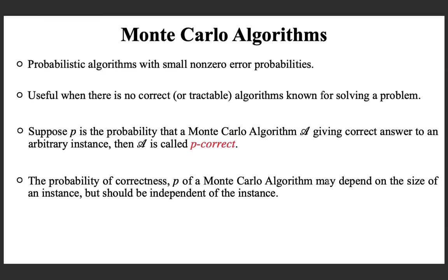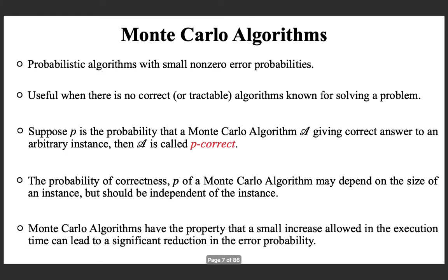For example, if you are looking at, say, the sorting problem, the correctness may depend on the number of elements in the input set, but given an input set of size n, it should not depend on different inputs of size n. That is what I am trying to tell. It can depend on the size of the input, but on a fixed size, it should not depend on various inputs of the same size. That is a property.